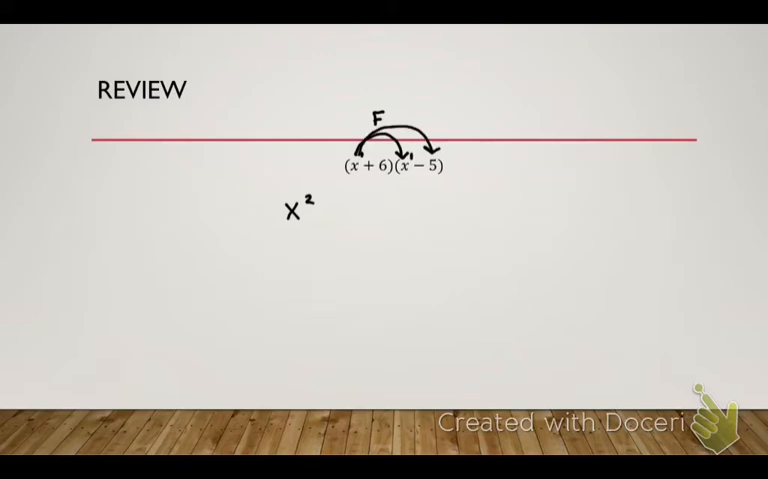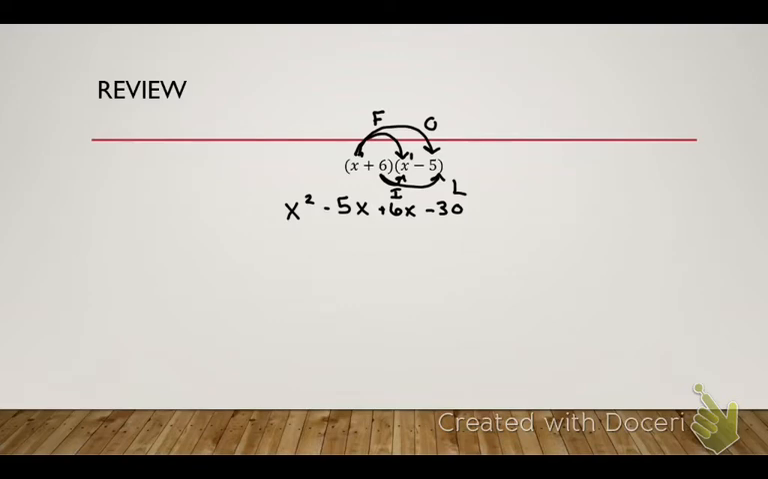Okay, now I do my outside terms. What's X times negative 5? Negative 5X. O for outside. Then I multiply my inside terms. What's 6 times X? 6X. Okay. Then I multiply my last terms. What's 6 times negative 5? Negative 30.